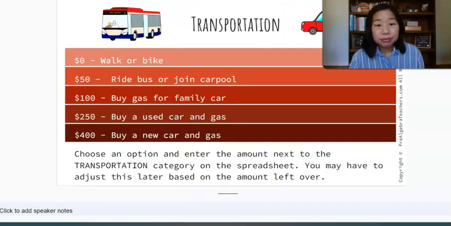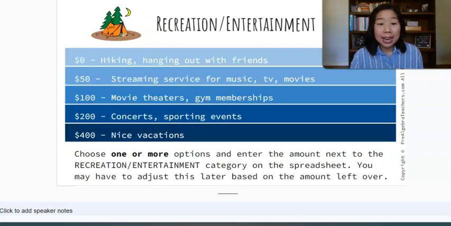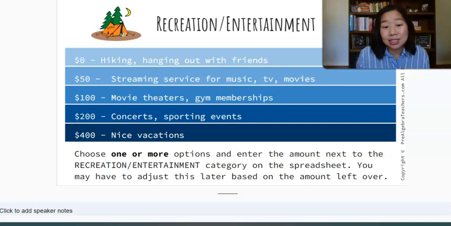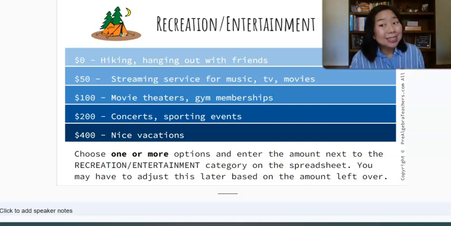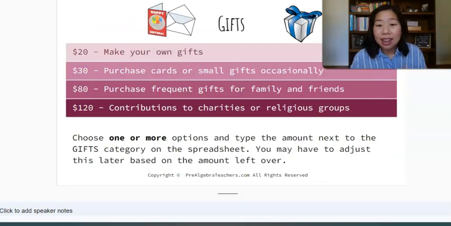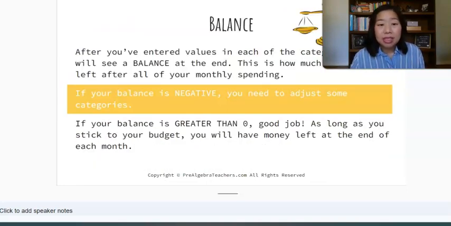Transportation, right? Not all of us need a car. Entertainment, right? Going to the movies, Netflix, things like that. Those are not needs, right? Those are all nice to haves. Clothing, gifts, all things that are variable expenses.